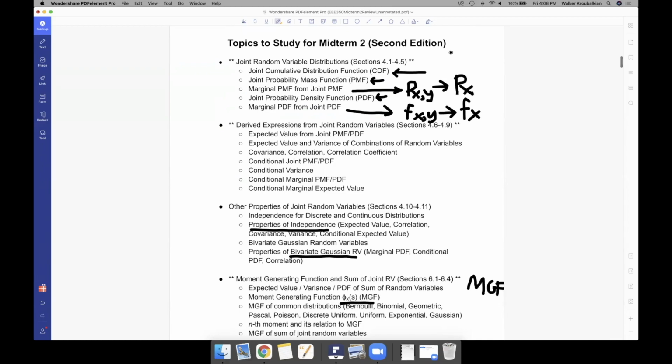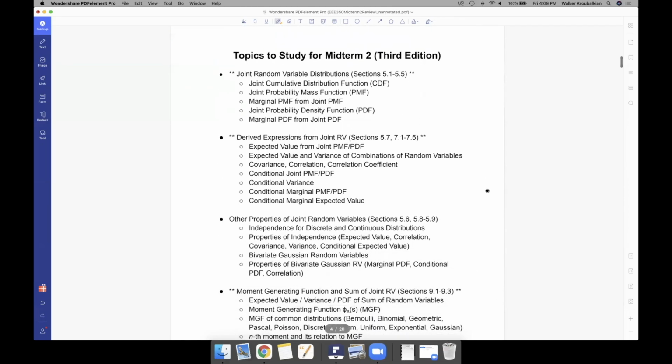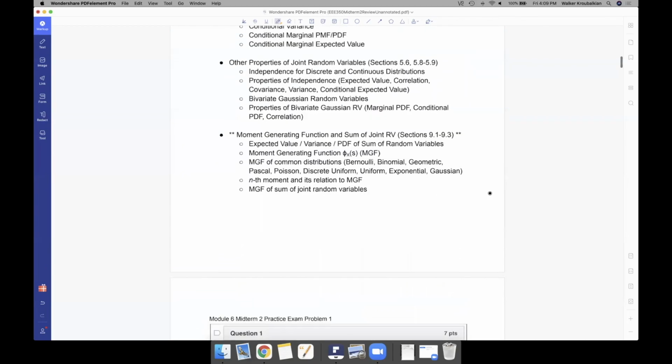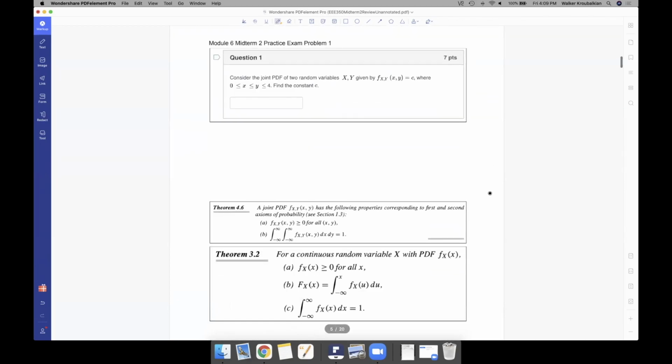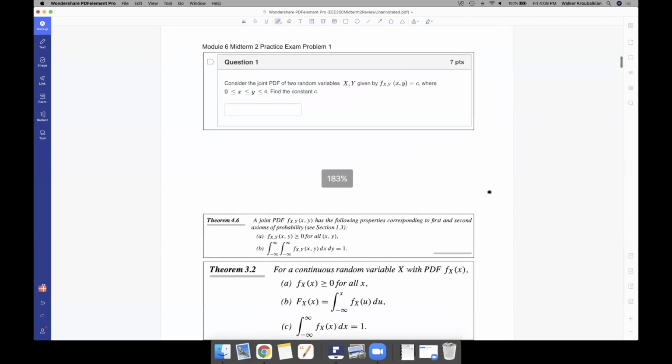And these are the sections from the second edition. And I also have the sections for the third edition. So it's probably a good idea to scroll through those sections and keep track of any formulas because a lot of them will show up on the exam. All right. And I think with that, we're ready to begin reviewing the practice exam. So, all right. Problem 1 of the second practice exam.